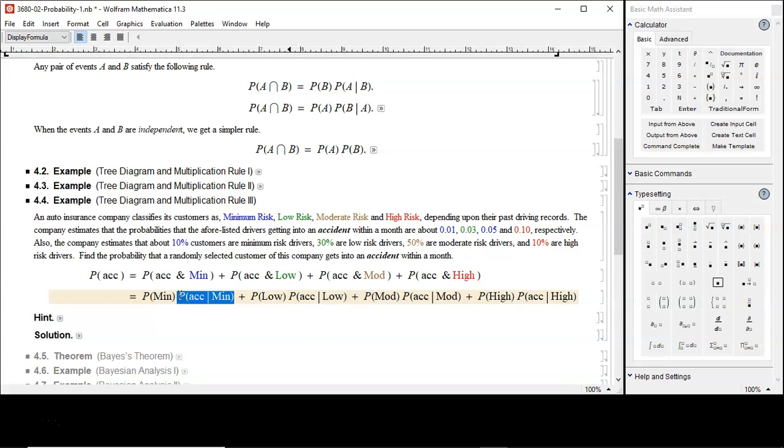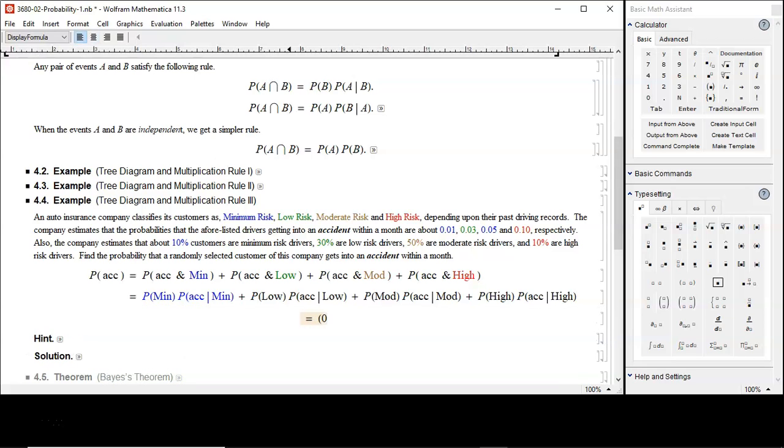And then, what is this? And what is this? This one, straight up probability, the proportion of minimum risk driver, 10%. And then the conditional probability is here. So we can rewrite like this, that equals 0.10 times 0.01. And that's the blue case, minimum risk case. And then the low risk driver, 30% of the drivers, times, in that case, conditional probability is 3%. That's green.